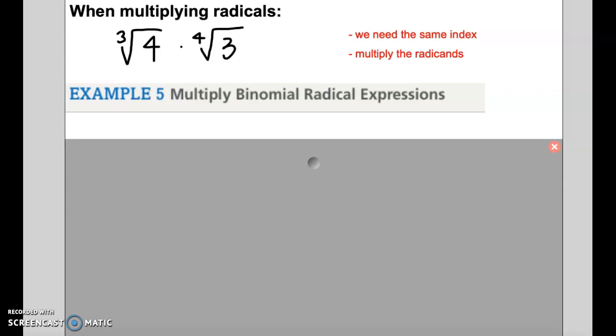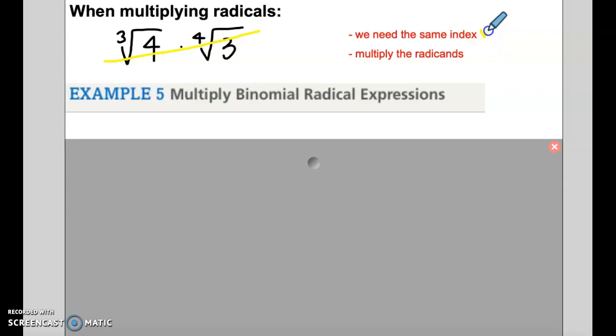So some things that we need to know about multiplying radicals. In order to multiply radicals, we need the same index. So remember, index is this number right in that little corner of a radical. So these two, I can't multiply them together. If the problem told me to simplify this expression, I can't do it. There's nothing for me to do when my indexes aren't the same.